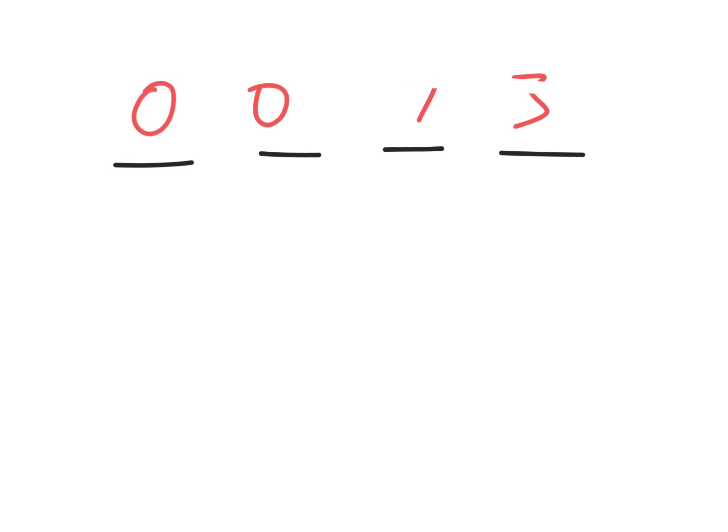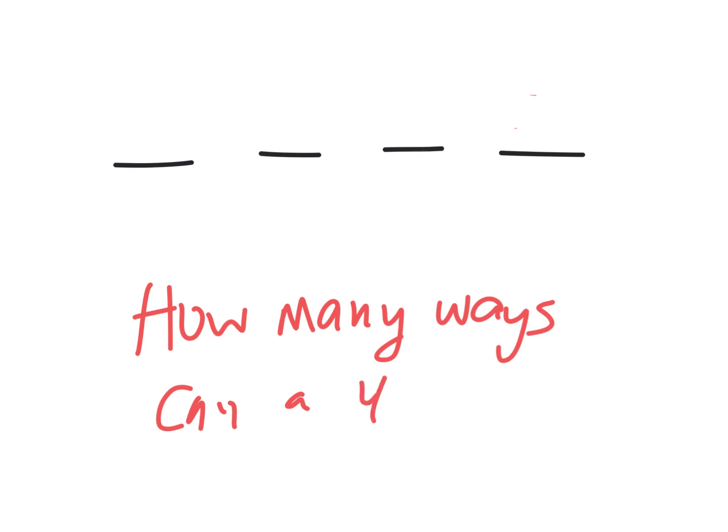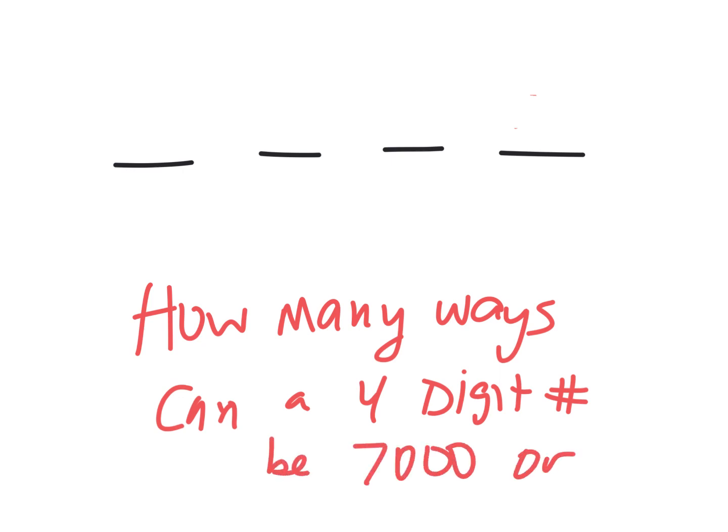Then how many numbers could I make? But wait, it's not just quite that easy. Otherwise, it would just be 10 times 10 times 10 times 10. But how many numbers can I make if the number has to be bigger than 7,000? No, 7,000 or bigger. How many ways can a 4-digit number be 7,000 or bigger?